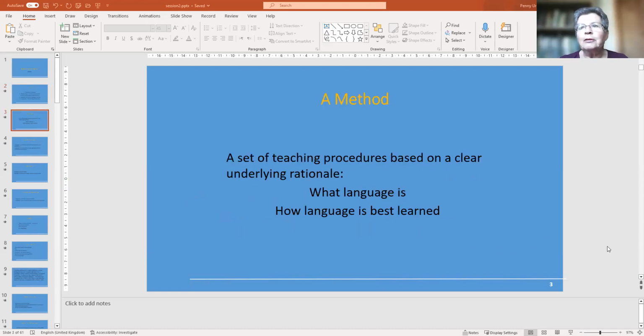A method then is defined, more or less, and this is the way Prabhu also defines it, as a set of teaching procedures based on some kind of clear underlying rationale of two things. One, what you see language as, what language is, and how it is best learned and by implication taught.